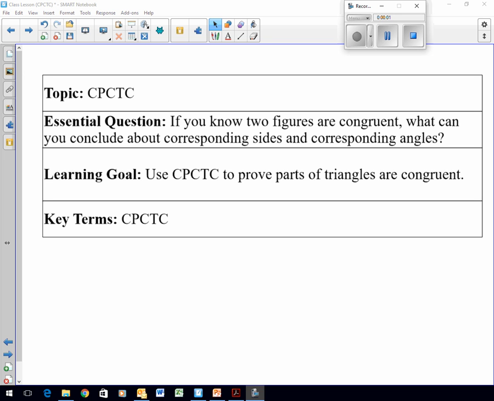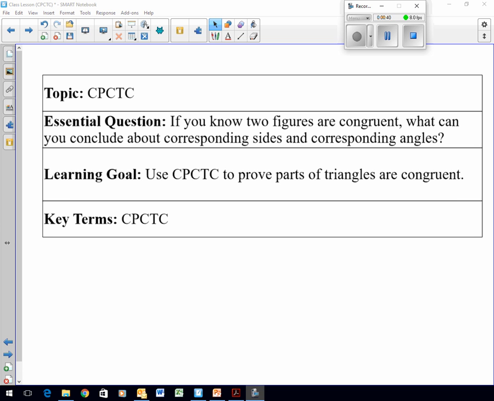Our topic today is CPCTC, which means congruent parts of congruent triangles are congruent. Actually, the corresponding parts of congruent triangles are congruent. Okay? Our essential question: if you know two figures are congruent, what can you conclude about their corresponding angles and corresponding sides?